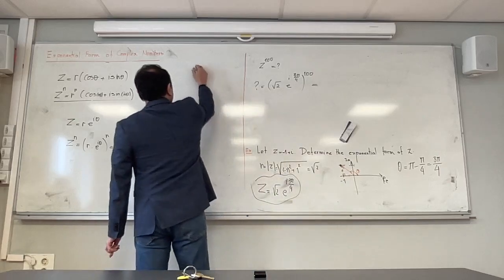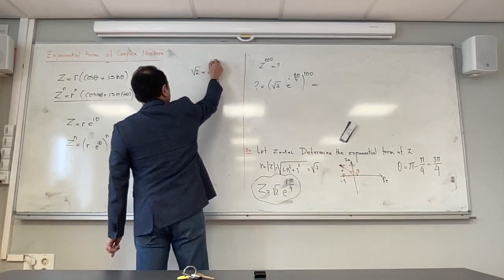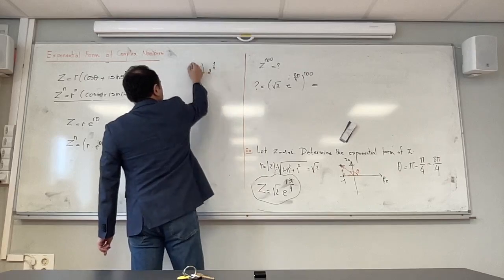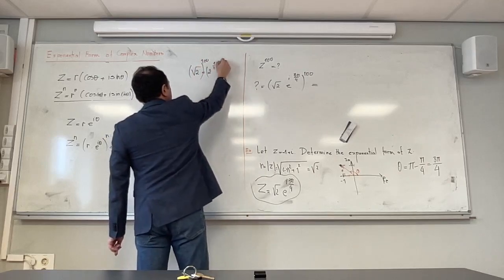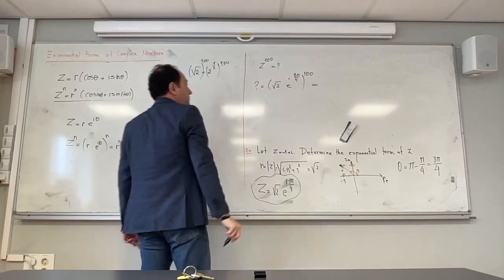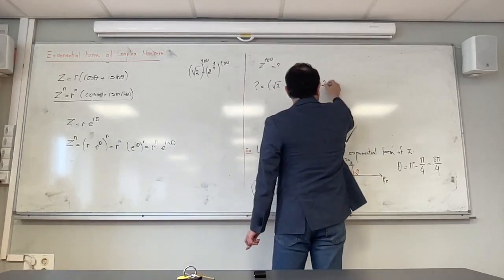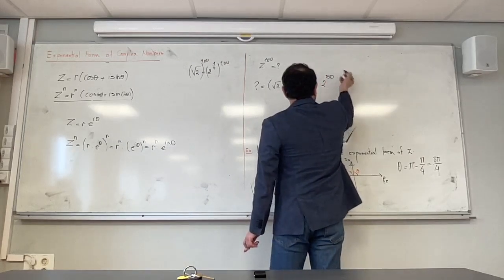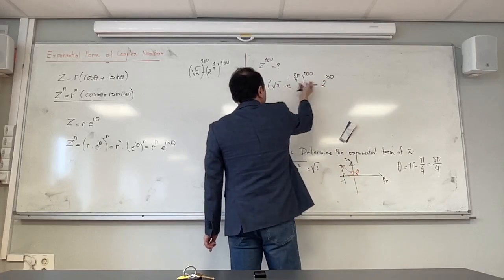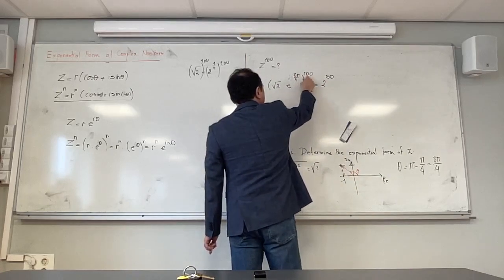Because the square root of 2 is 2 to the power of 1/2. So when I raise it to the power 100, I have to raise this to the power 100, but this becomes 2 to the power 50. But then you don't need to remember anything because it's extremely natural. So you need to raise this to the power 100.